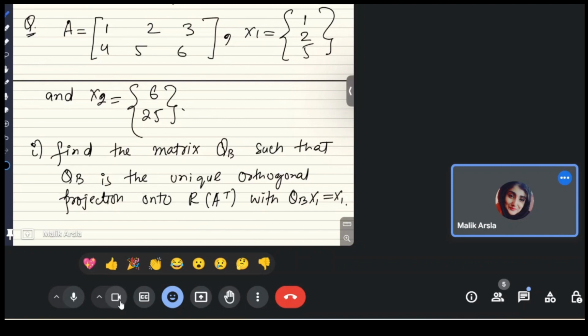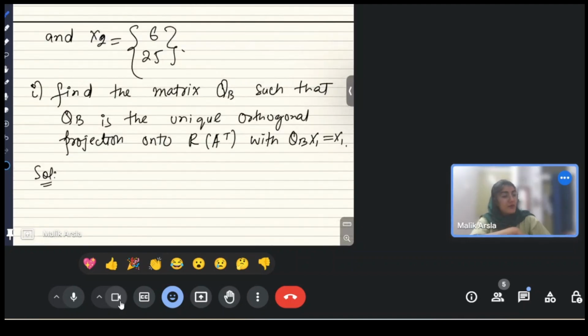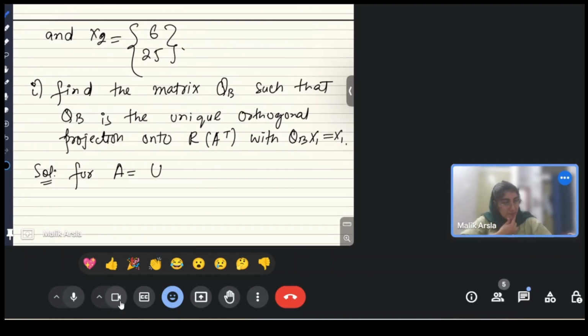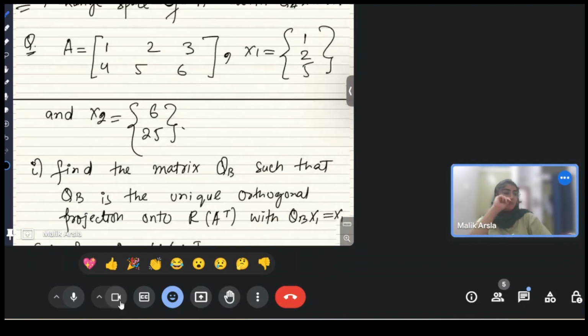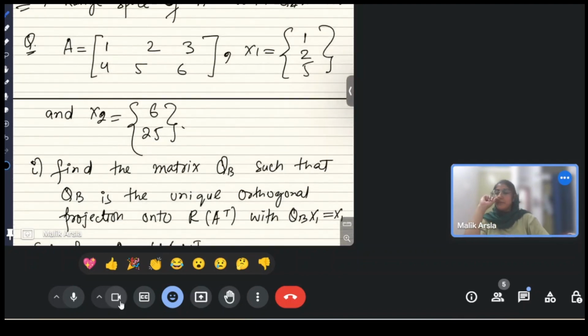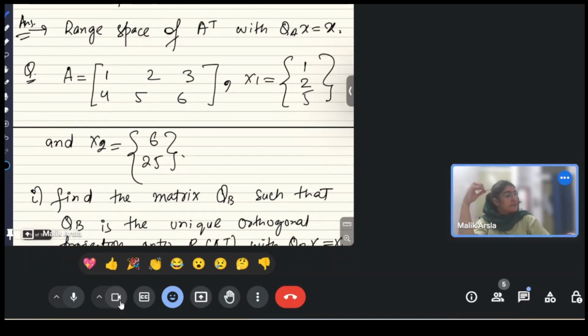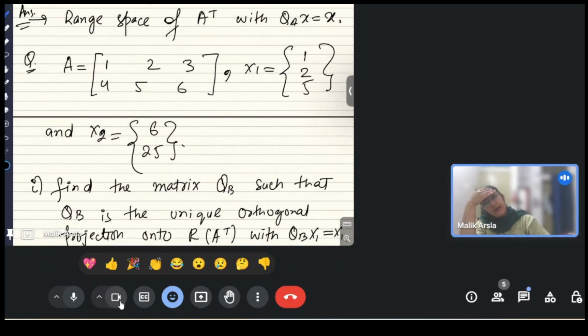Okay. So how will we do this question? Anyone? For A, what will be the singular value decomposition? U sigma V transpose. Can you find that out? U, sigma, and V for A.